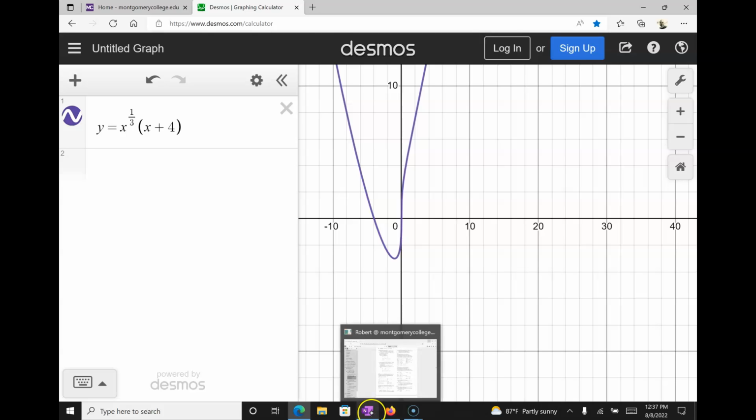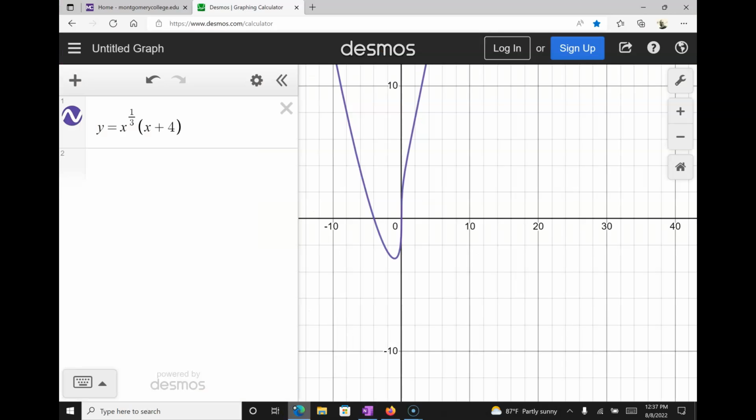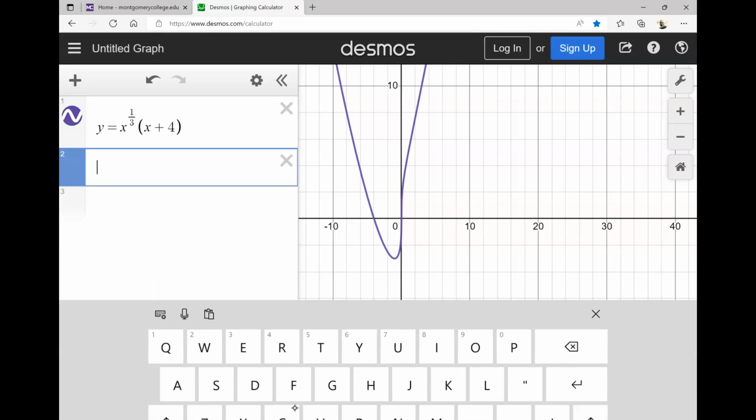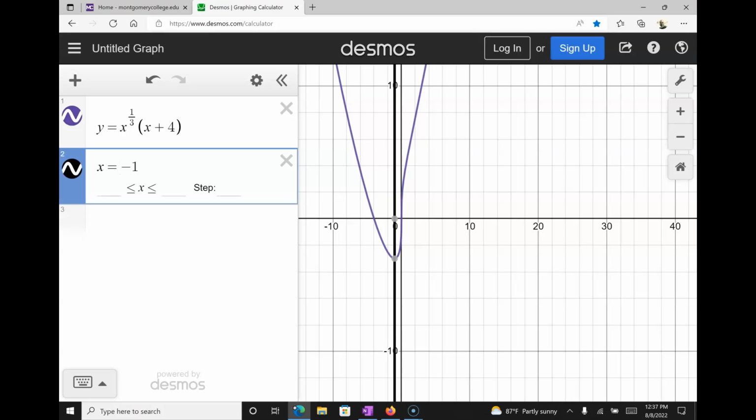Yep. And of course, we want to look at that -1, and it's pretty obvious, right? When I say x equals -1, it's going to hit that low point. That's where I'm going to get my min.